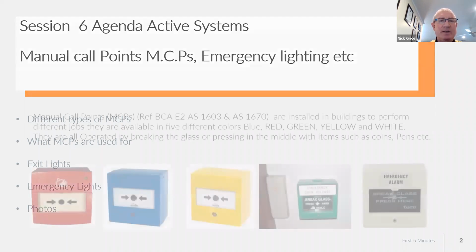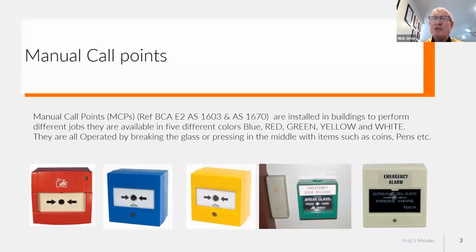Here we are. So manual call points, the references, if you want to see, are E2 and AS 1603 and AS 1670, which there's probably a few more Australian standards concerned with manual call points, but as far as maintenance and buildings, they're the main ones. And the BCA is all E2.